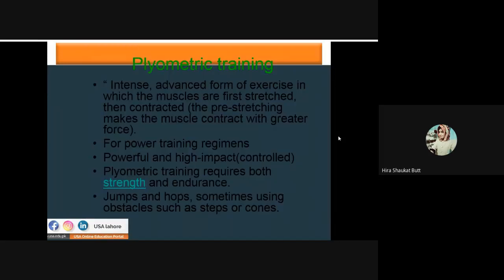Okay, but always remember they involve intense and very advanced form exercises in which the muscles are first stretched and then contracted.